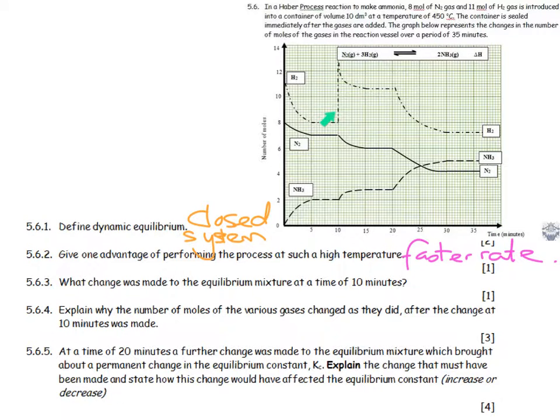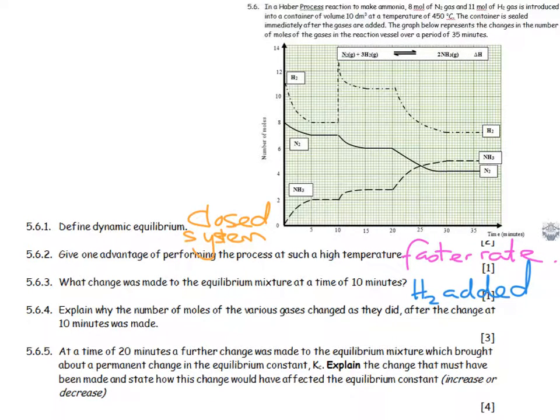Wow, check out that spike on the hydrogen line. That means a whole lot of hydrogen got added. Let's check. If I added hydrogen, I would favor forward. So in other words, the hydrogen and the nitrogen would go down after the change. Hydrogen does go down after the change, nitrogen does go down after the change, ammonia does go up after the change. Good news. So that must have been the change, so we must have added some H2.